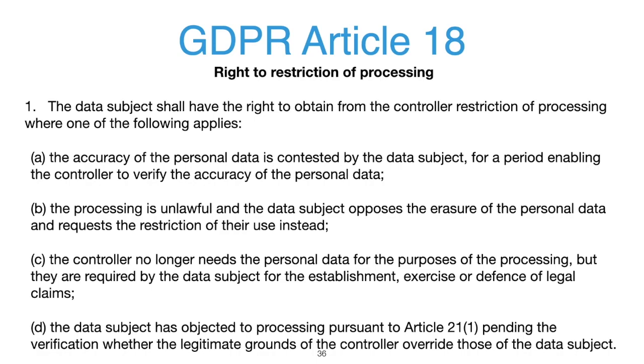GDPR Article 18 talks about the restriction of processing. So a restriction on processing isn't a request to delete personal data. It's a request to put a freeze on the processing of it. And so there are a number of scenarios in which this freeze would be preferable to erasure. So in Part A here we see that if the accuracy of the personal data is contested by the data subject, well then the restriction can be put in place while the controller verifies the accuracy of that data.